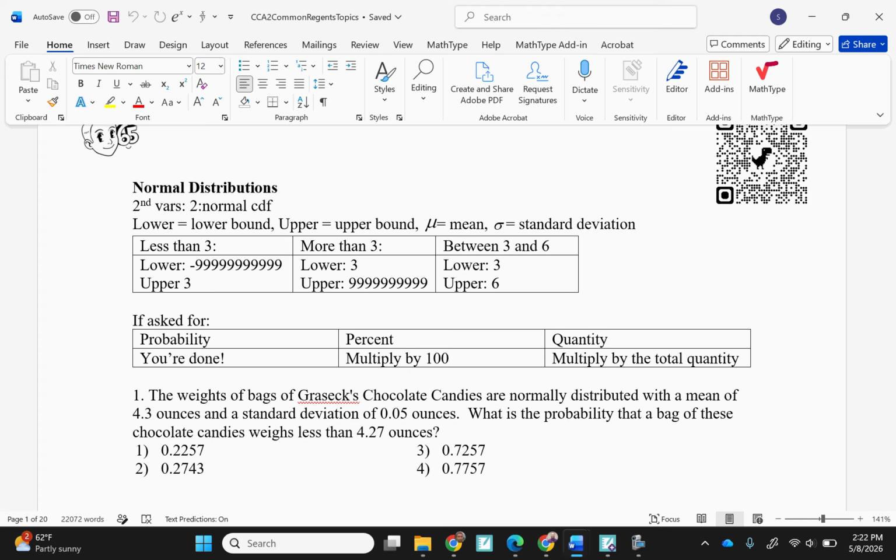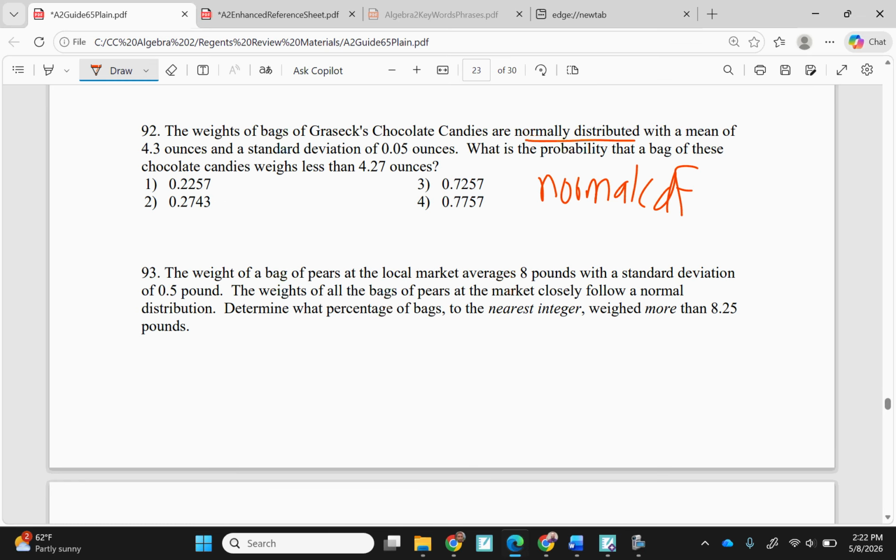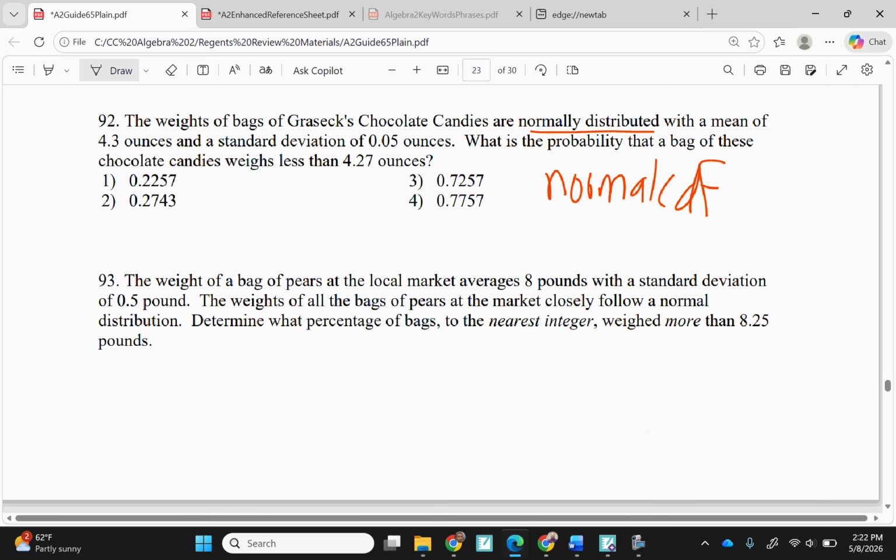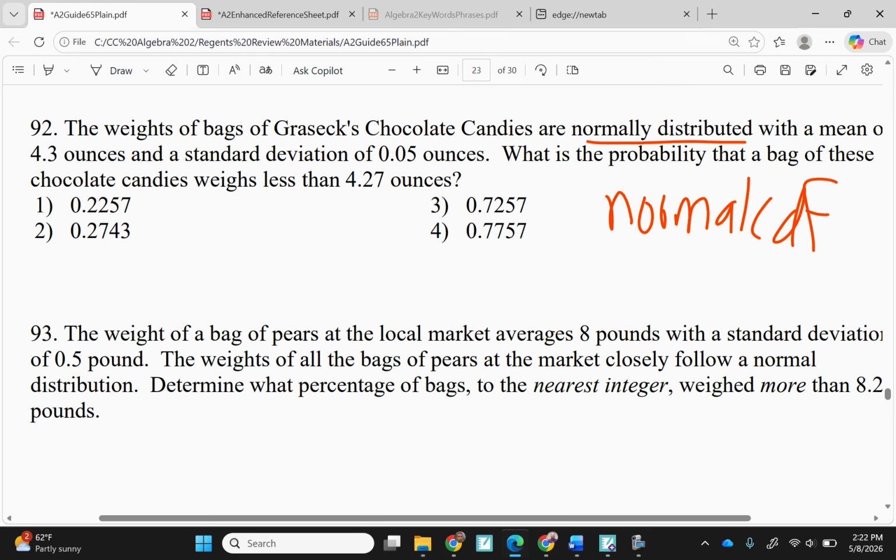So, whenever you see normally distributed, normal CDF, so I've got my lower, I've got my upper, I got my mu, I got my sigma.